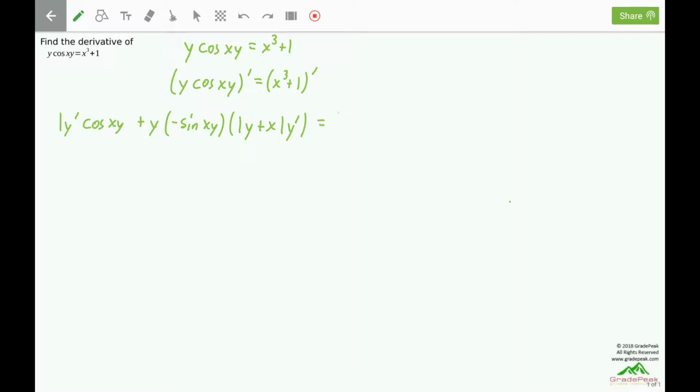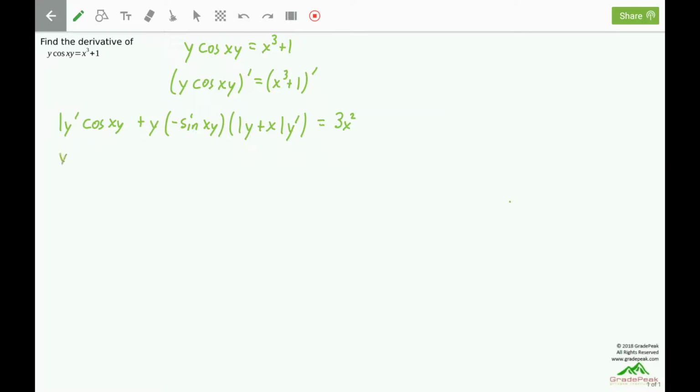Equals, on the right side, the first term is a power rule. The second term is a constant. Derivative of that will be a 0. We have two terms here that have a y prime in them. The first one is there, and the second one is this, but it is being multiplied by all of this. We will want to isolate those to one side of the equation, but before we do that, we have to distribute that y and that negative sign of xy in. So let's do that first.